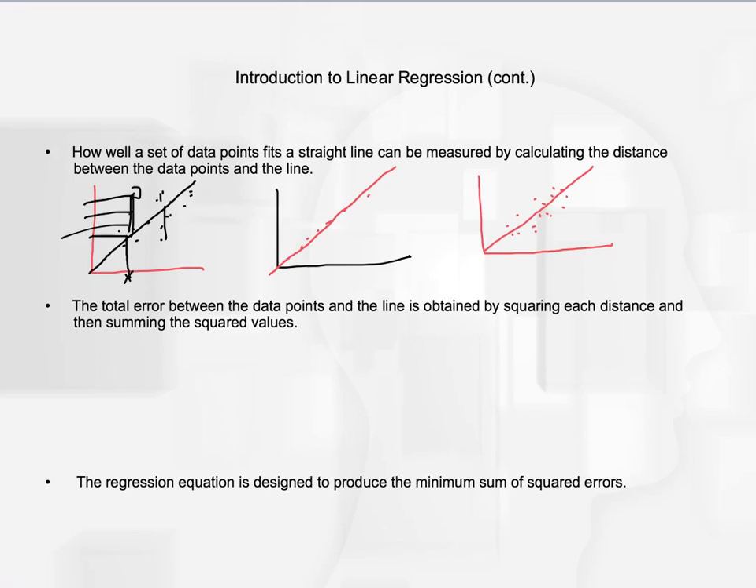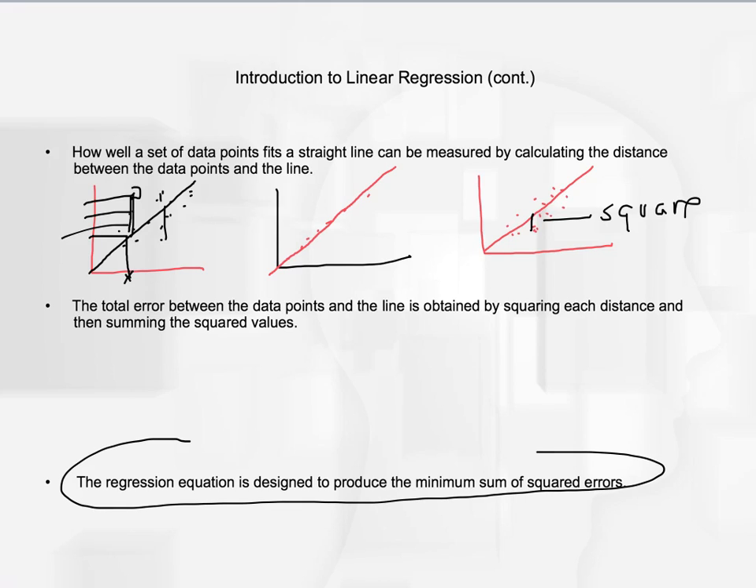And the total amount of error you get by measuring the distance between each point and the line, squaring that distance, and then adding up all those squares, is kind of like a sum of squares. And the regression equation that you develop is meant to make the distances between any point and the prediction line as small as possible, and that's called the least squares method.